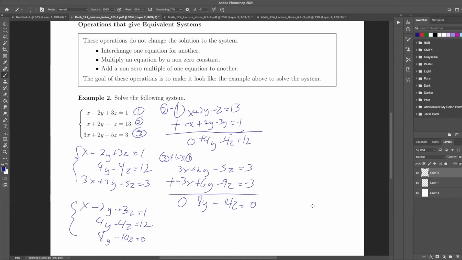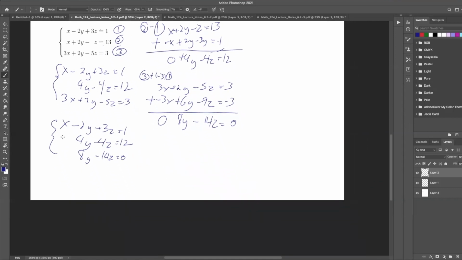All right, and what's the next step I want to do? I got rid of the x. Now I just want to get rid of this y. So I'm going to take row 3 and subtract from it 2 times row 2. So here I'll have 8y minus 14z, which is my row 3. 2 times row 2 would be minus 8y plus 8z equals minus 24. We'll add this up. I get nothing here, I get minus 6z here, and I get minus 24 here.